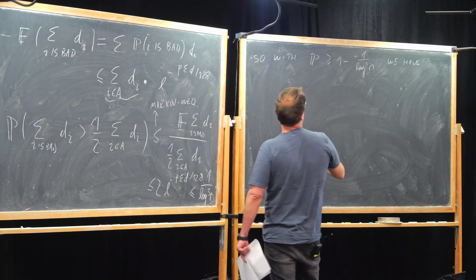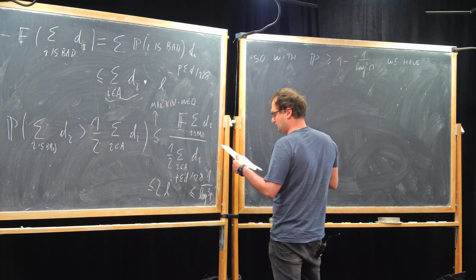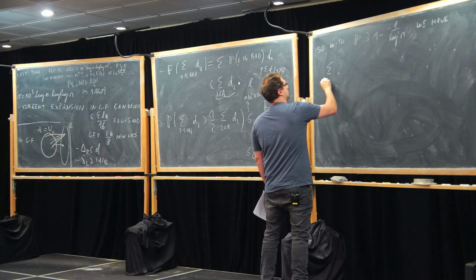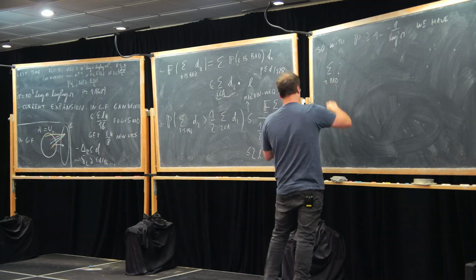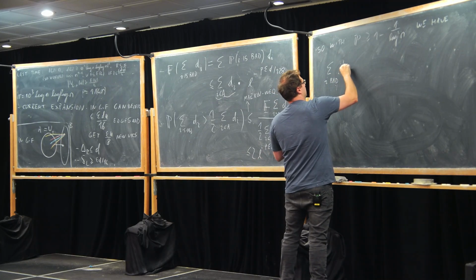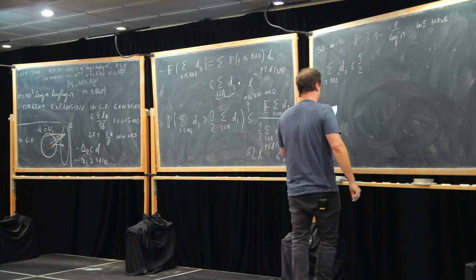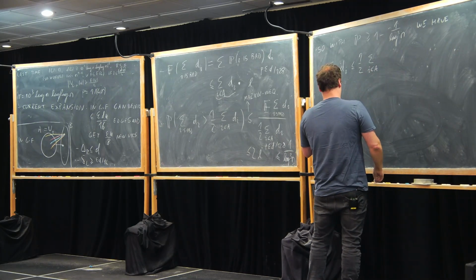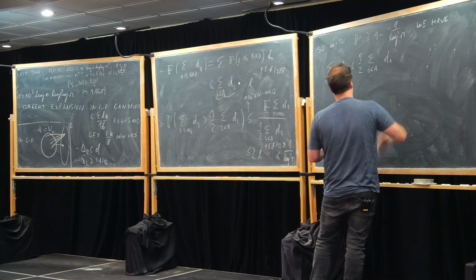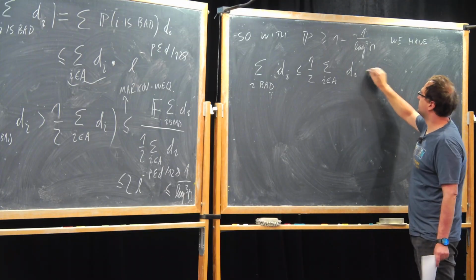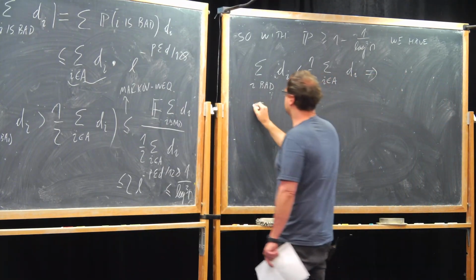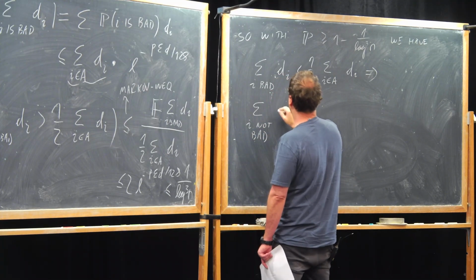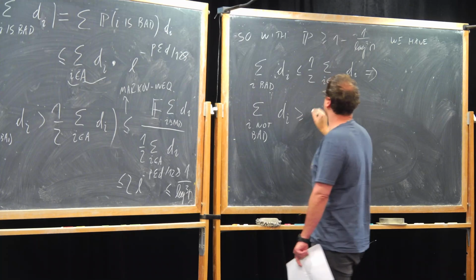and I delete the definition of bad, which is bad. And we have that the sum over i bad of di is less or equal than 1/2 of the sum over i in A of di, which means that the sum of not bad ones is at least 1/2.